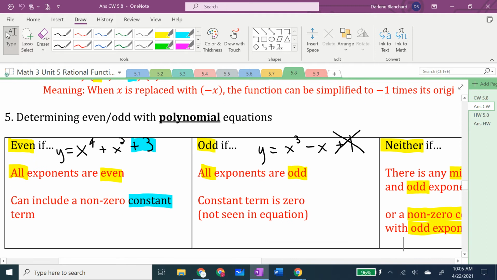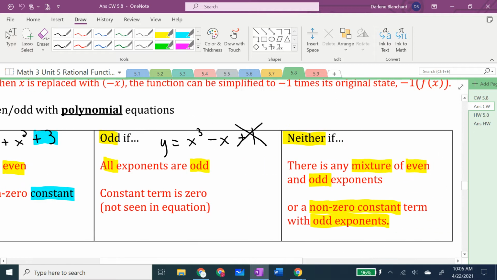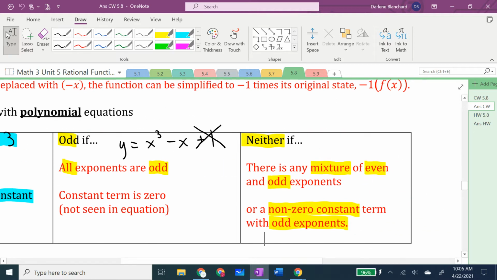With polynomial equations, it's even if all the exponents are even, but it can include a non-zero constant, that's okay. Odd if all the exponents are odd, but there cannot be a constant. If you have any mixture of even and odd exponents, it's neither.